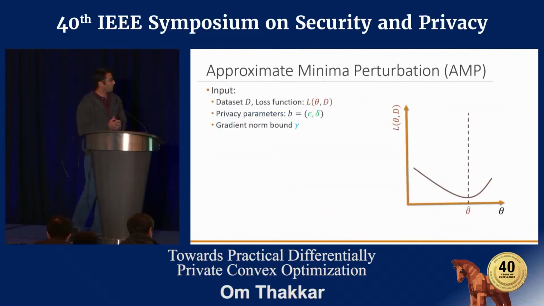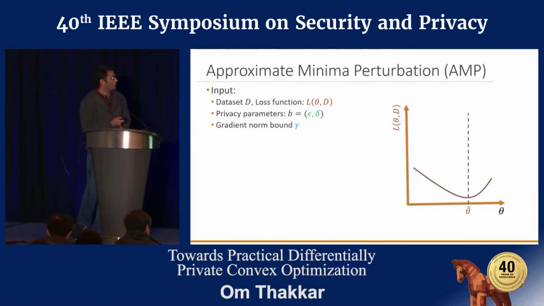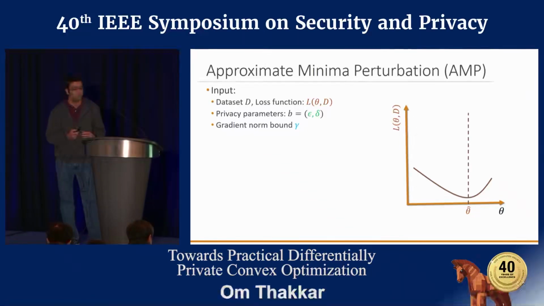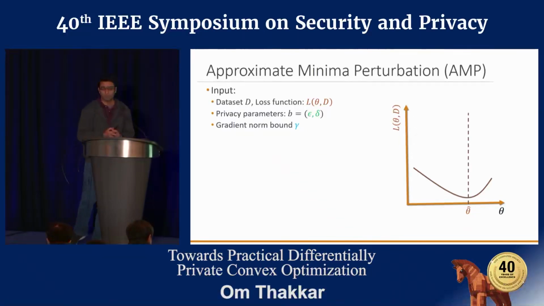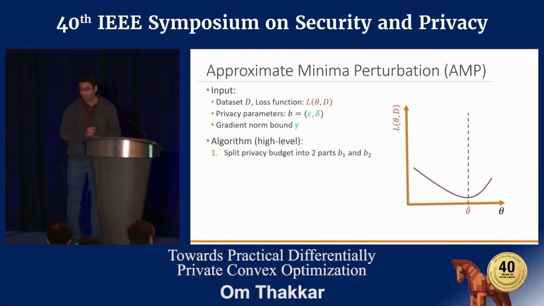This motivates us to design what we call AMP. Here we are given a data set D, and I'll denote the privacy parameters by B corresponding to some budget. In addition, this technique requires what is called a gradient norm bound. I'll denote it by gamma. I'll describe its significance soon. So the technique is very simple. It can be described in 4 steps at high level. So here's how it goes.